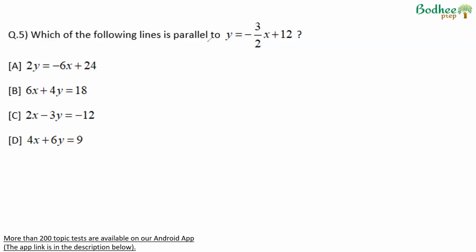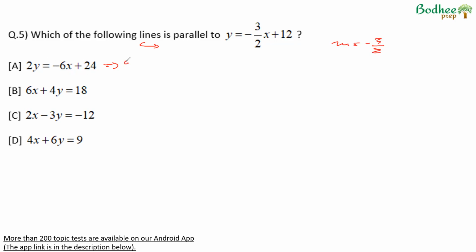Which of the lines is parallel to y is equal to minus 3x by 2 plus 12? Parallel lines have equal slope, m1 is equal to m2. Here the slope is minus 3 by 2. So we are looking for a line which has the same slope, which is minus 3 by 2.